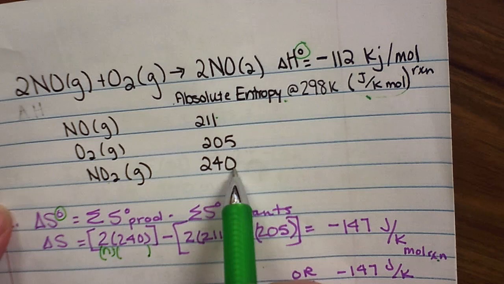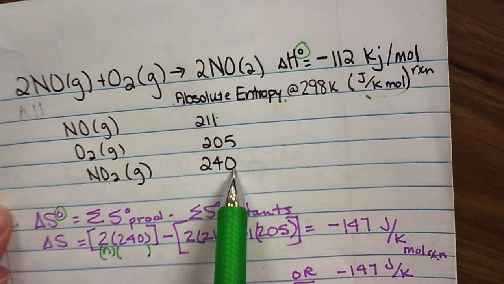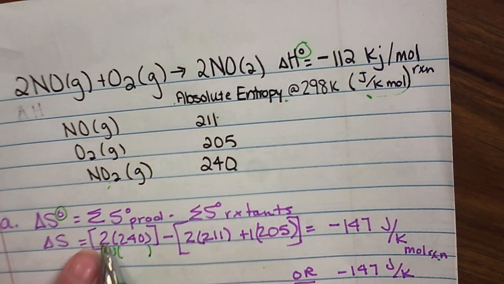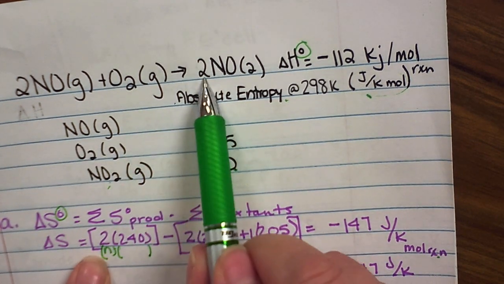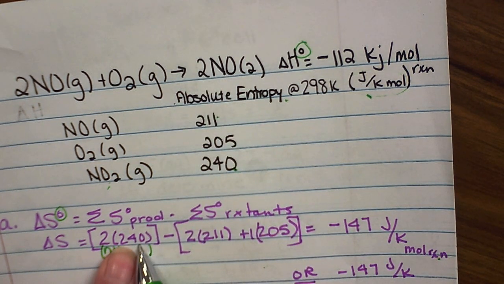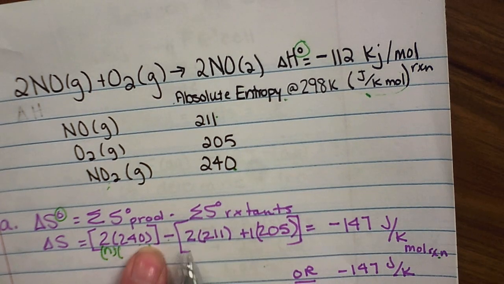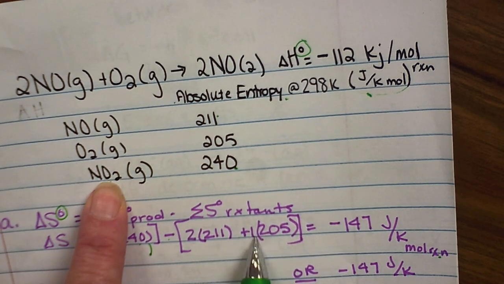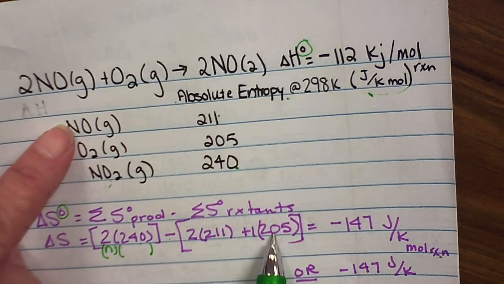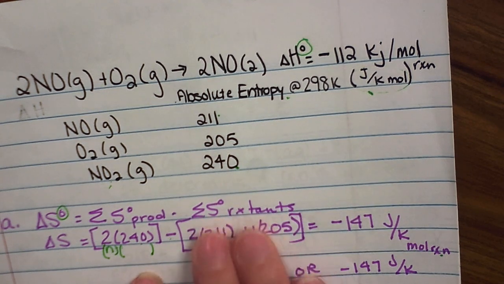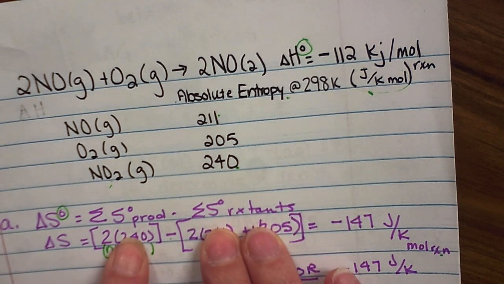So this was looked up in a chart for NO2. What is the entropy of NO2? And they looked it up. So I have 2 moles of nitrogen monoxide minus 2 moles of nitrogen dioxide, plus 1 mole of oxygen. And I subtracted my reactants from my products.